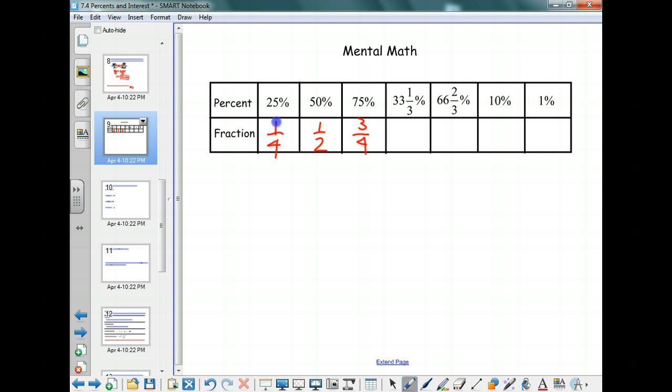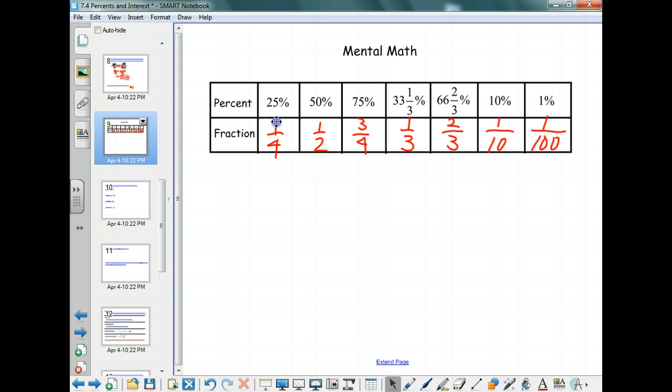Good. What fraction is related to 33 and 1/3%? That's 1/3. About 66 and 2/3%. 2/3. 10%. 1/10. And then 1%. 1/100th.